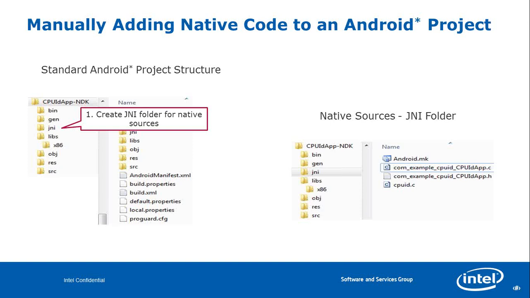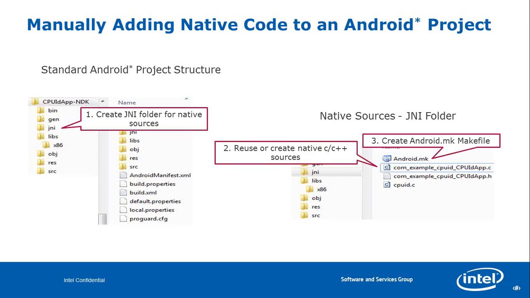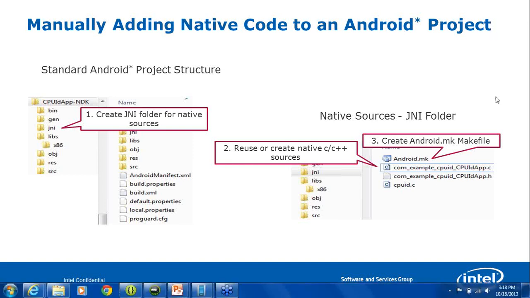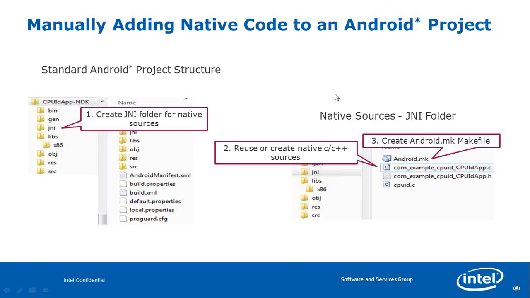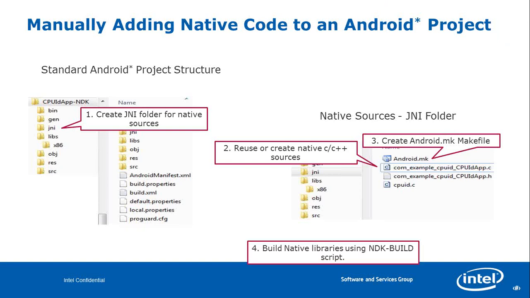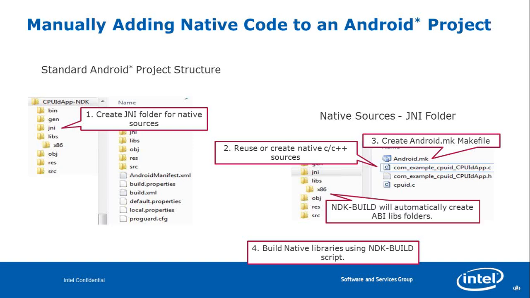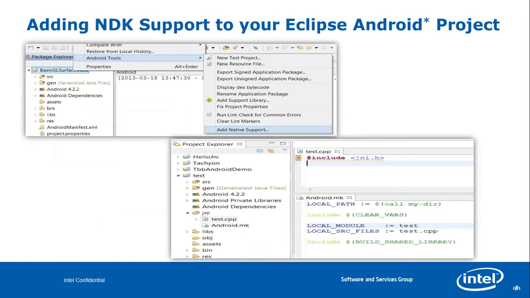As I mentioned, the JNI folder is for the native sources, and if you are reusing or creating new C++ code, you go on adding it to the JNI folder. Then you create the Android make file, which links your JNI folder to the rest of your Android project. Then you build using the NDK build for the native libraries. So I take this one in my demo. So let's go for the demo now.